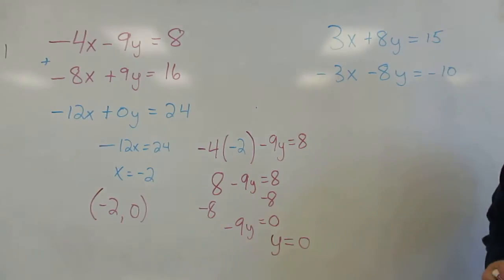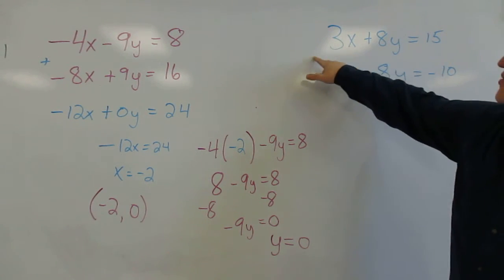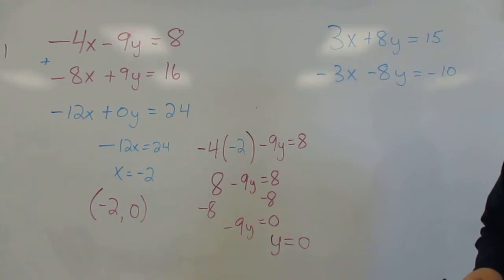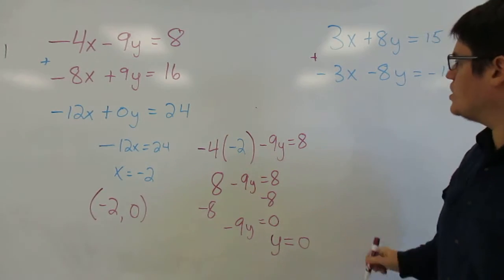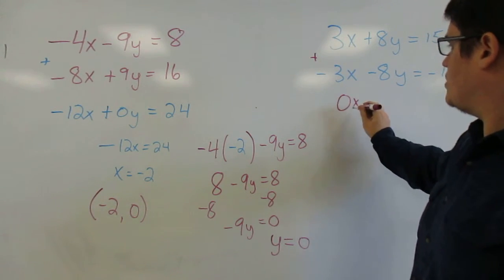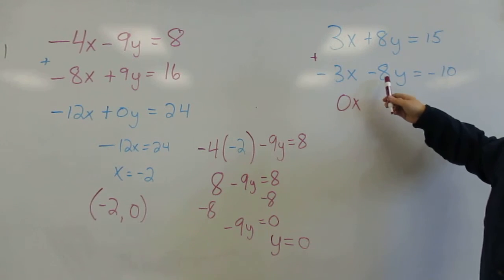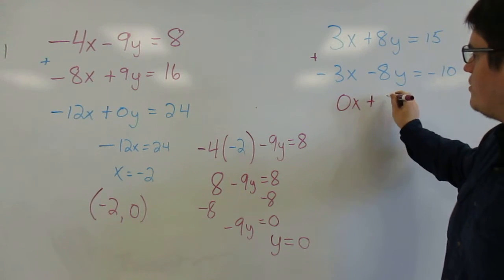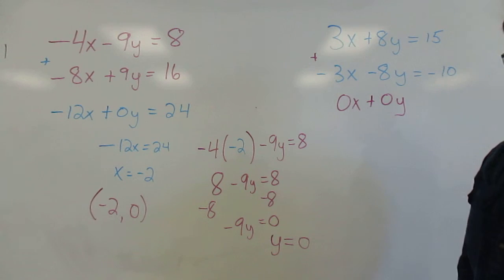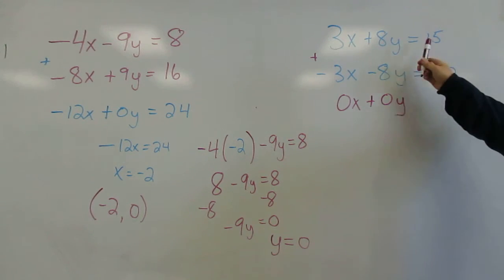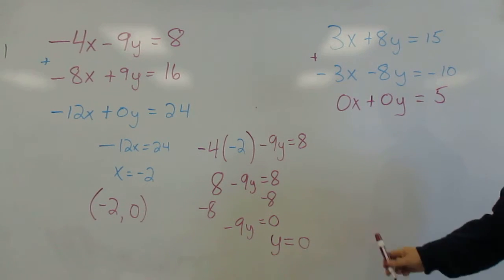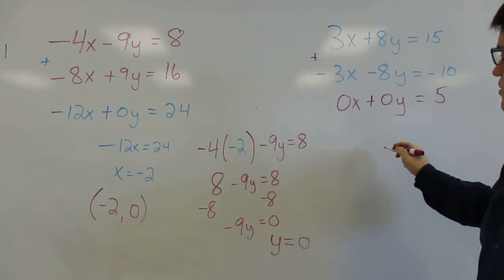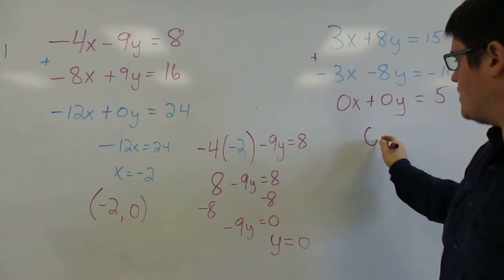Okay, this one here. Well, got to pick a variable to eliminate. Look at this. 3x plus a negative 3x. Those cancel out, sum up to 0. So let's add those. That gives me 0x. 8y plus a negative 8y. Wait a minute. Gives me 0y. 15 plus a negative 10 is 5. Well, these are both 0. So 0 plus 0 is 0.